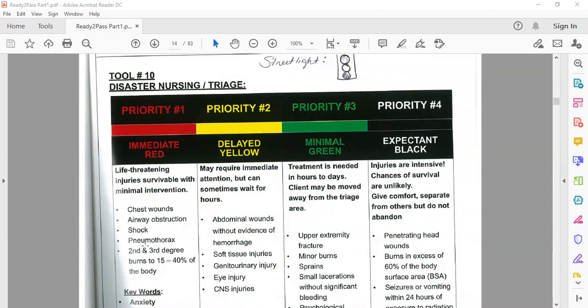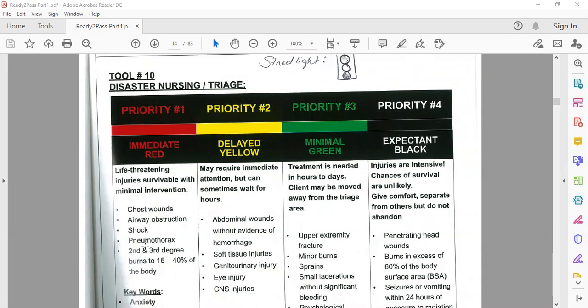The priority number 2 or delayed, yellow, may require immediate attention but can sometimes wait for hours. The patient needs your help but is not the first priority. If there is a little delay, they can survive. Why will they be delayed? Because you have priority patients number 1. After you finish those, you go to priority number 2.